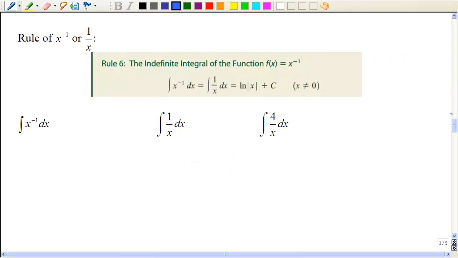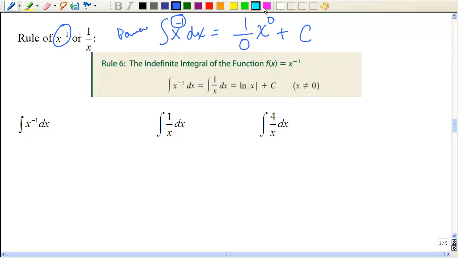Very easy. If you went back and tried to use the power rule on x to the -1, let's just look at that. The power rule said that you would add 1 to the exponent, but -1 plus 1 is 0, and then you would multiply by 1 divided by your new exponent. Hopefully you remember that you can't divide by 0, so this is not possible, so this is undefined. So they had to make a very special rule for x to the -1 power.